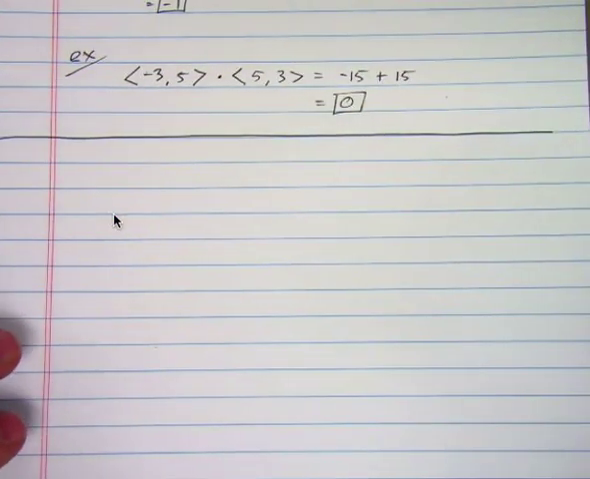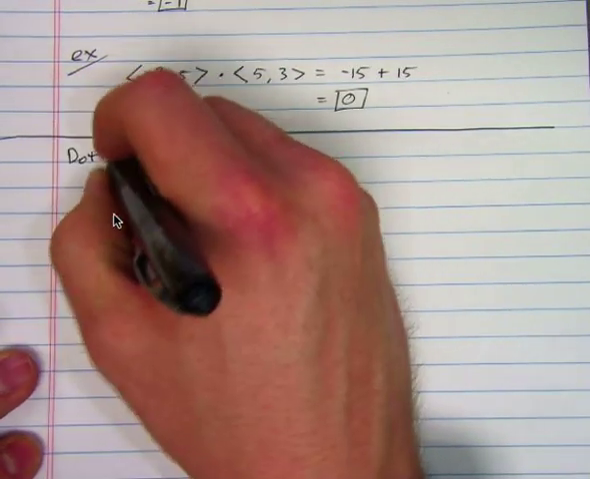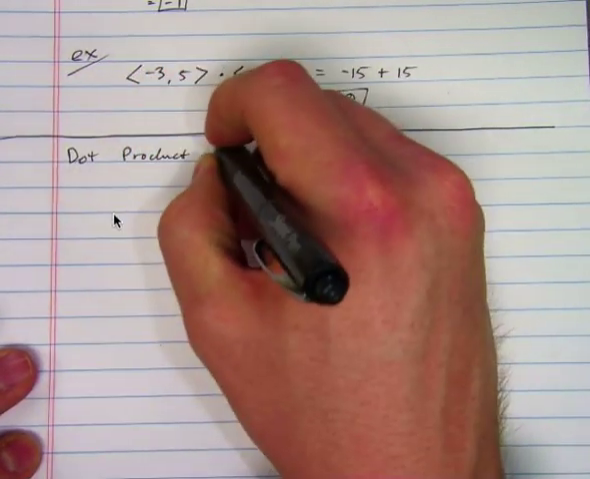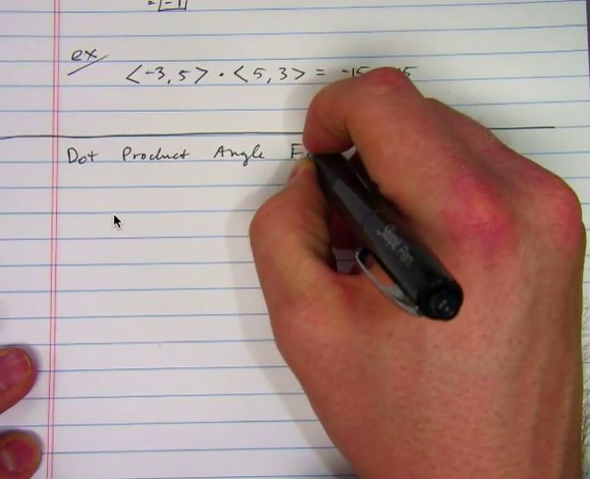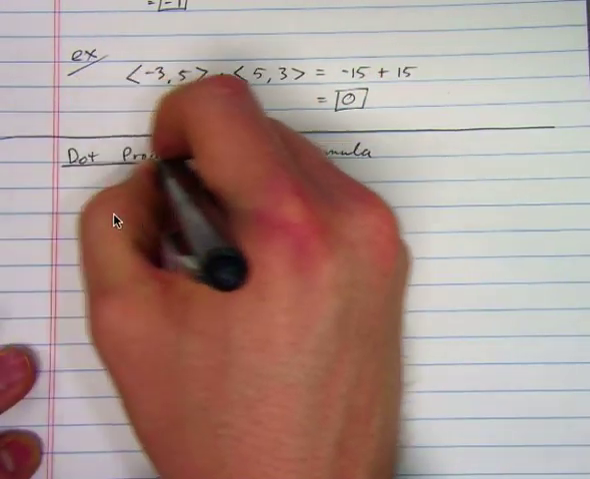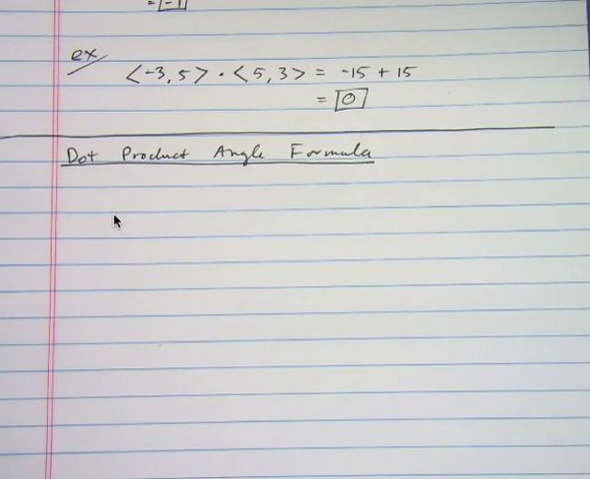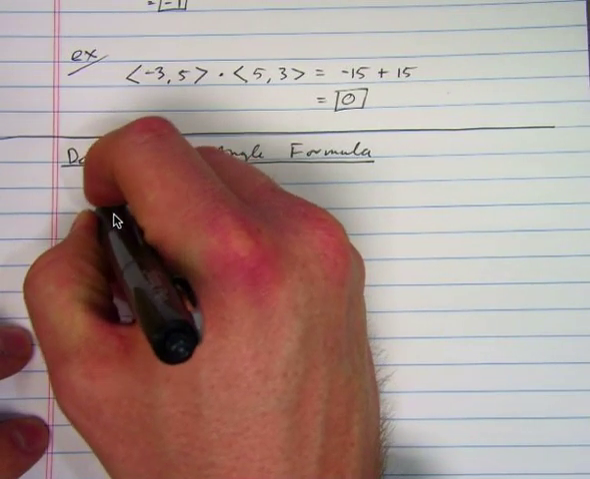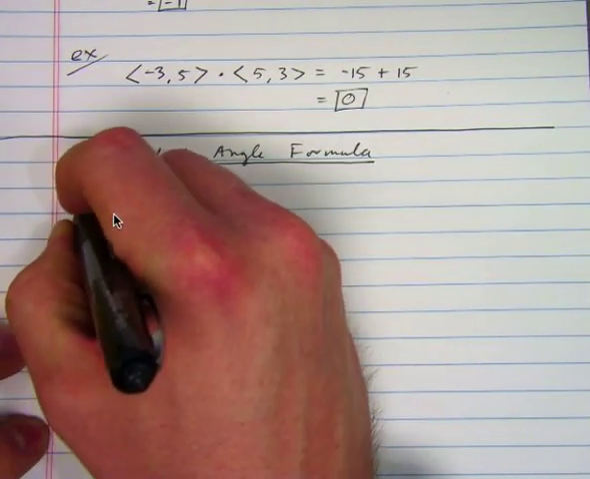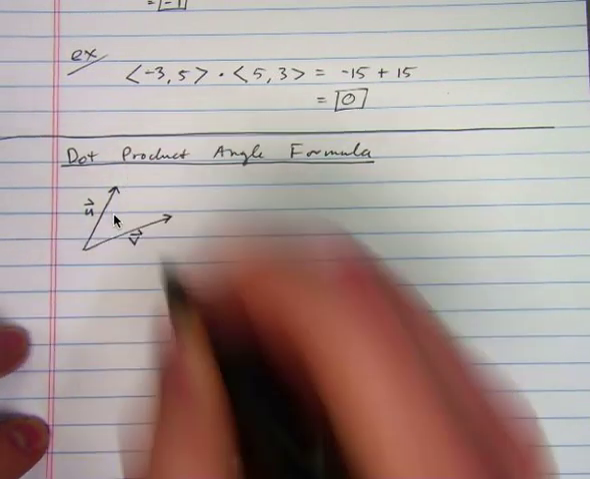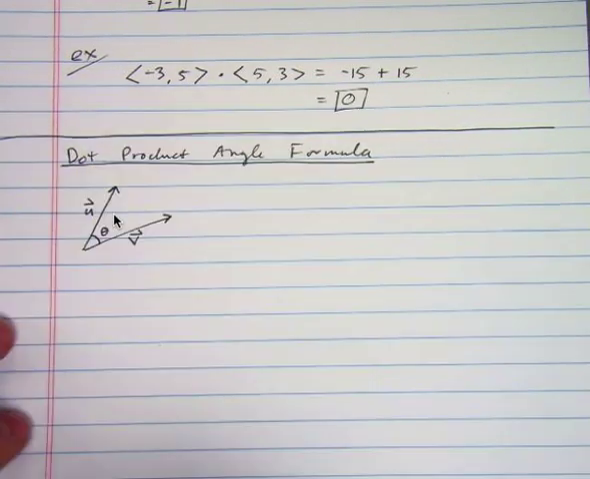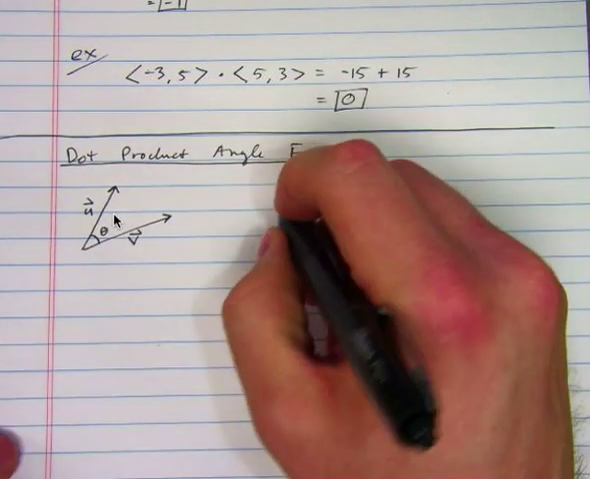The reason we have it is because there is a dot product angle formula. One of the great things about having vectors is if I know two vectors and they're written in vector form, I can actually figure out the angle between them very, very quickly. So let's say that these are my two vectors. That's my u vector and my v vector. I want to figure out this theta between them. So the formula goes like this.